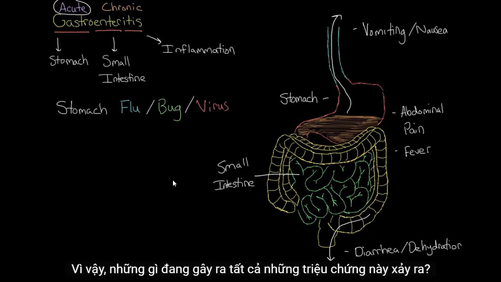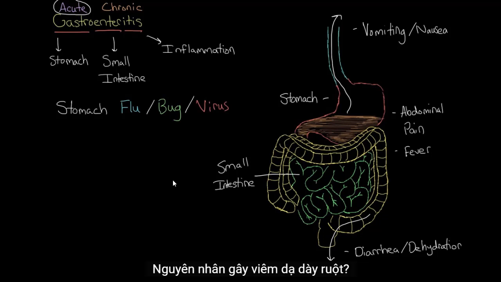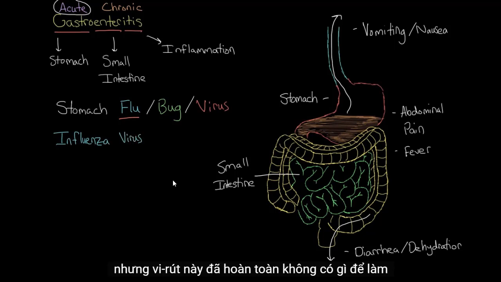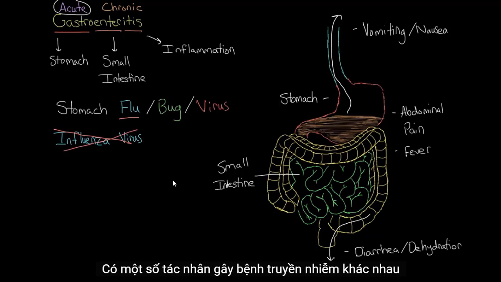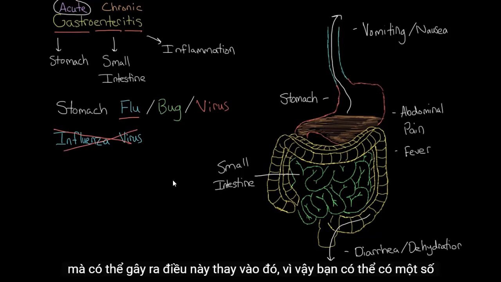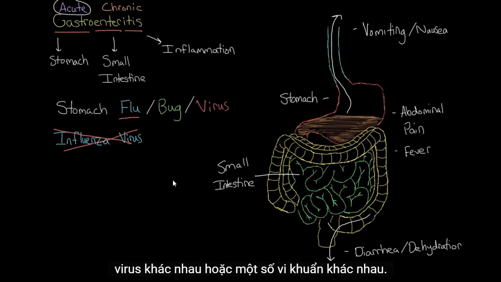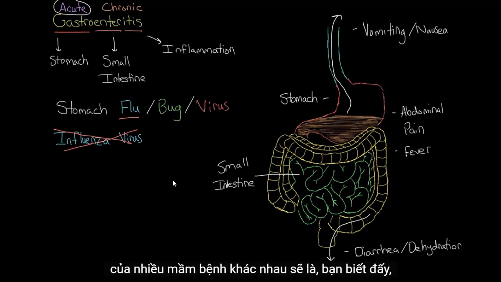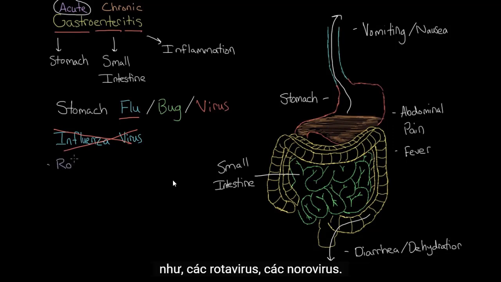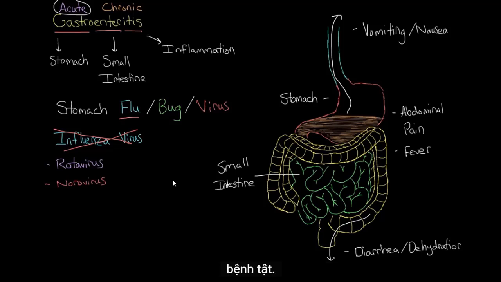So what's causing all of these symptoms to occur? What causes gastroenteritis? Well, sometimes people call it the stomach flu, and I think that can be a bit misleading. The ordinary flu is caused by the influenza virus. But this virus has absolutely nothing to do with gastroenteritis. There are a number of different infectious pathogens that can cause this instead. So you may have some different viruses or some different bacteria. So a few examples, right, some really common examples of the many different pathogens would be the rotavirus, the norovirus. So these are examples of viruses that could cause the disease.